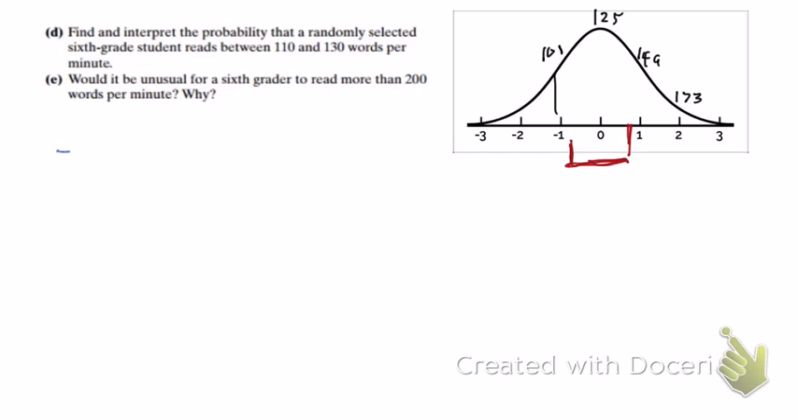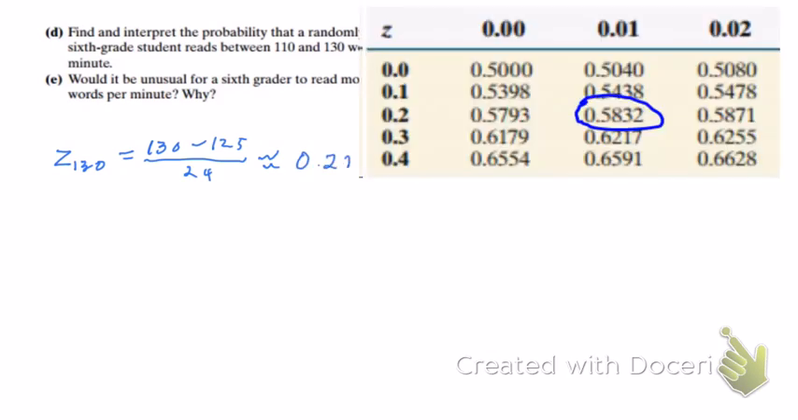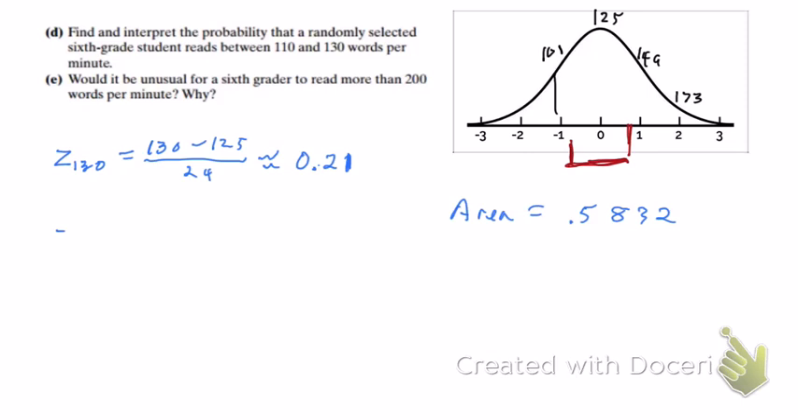130 equals 130 minus 125. It's going to be a positive number over 24 equals about 0.21 rounded off. Yeah, 5832. Okay, then I find the z-score, thank you.